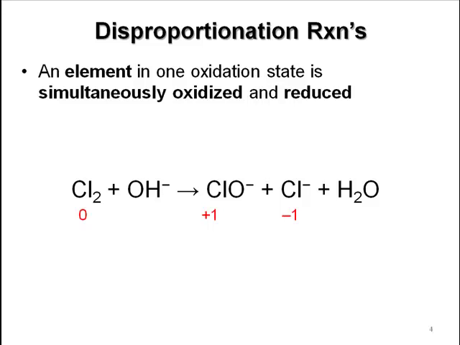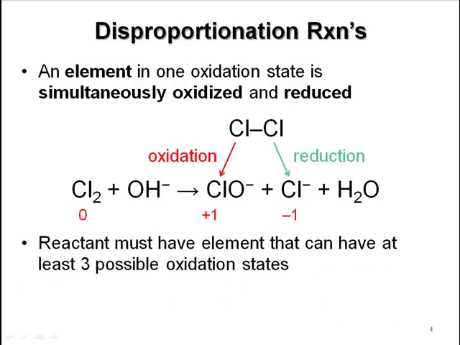So in this reaction, it looks like chlorine starts out as Cl2, two chlorines attached to one another. As they break apart, one of the chlorines gets oxidized, and the other one gets reduced. In the oxidized one, it is losing electrons, increasing its oxidation state, and in the reduction, it is gaining electrons and going from a 0 to -1 oxidation state. So if we were to write reactions for this, the reactants must have an element that can have at least 3 possible oxidation states.